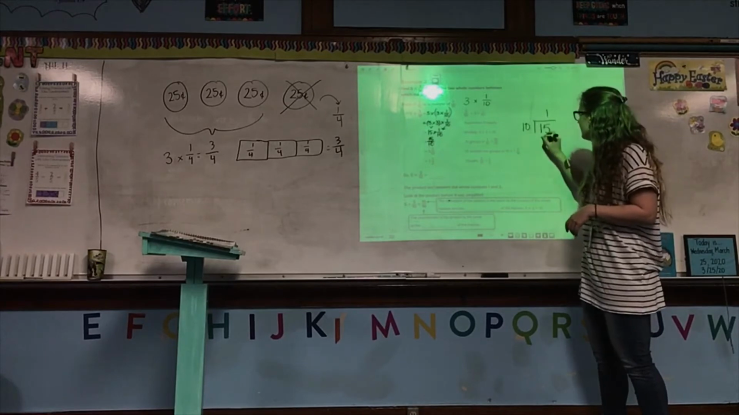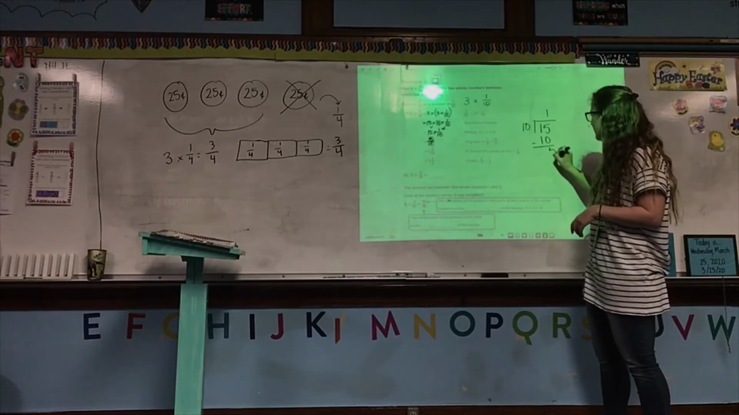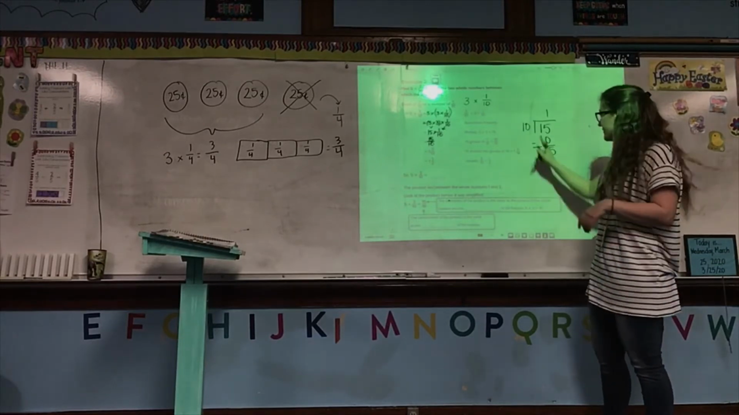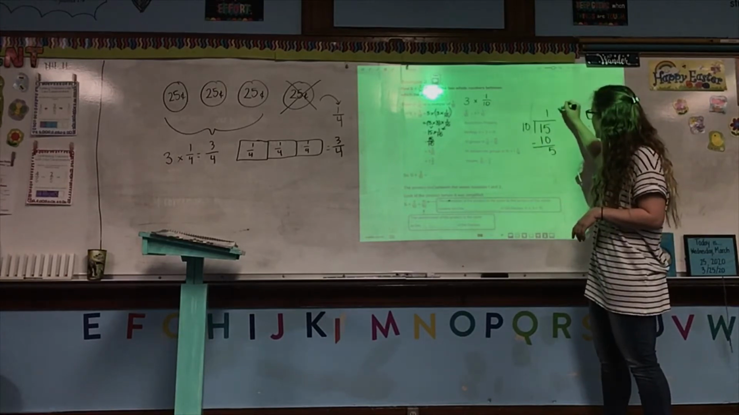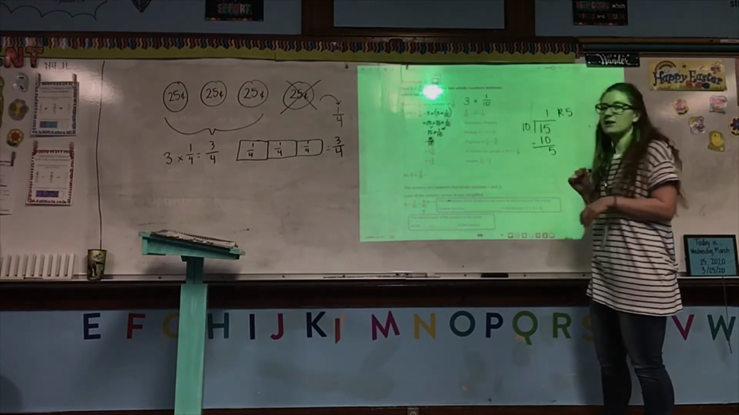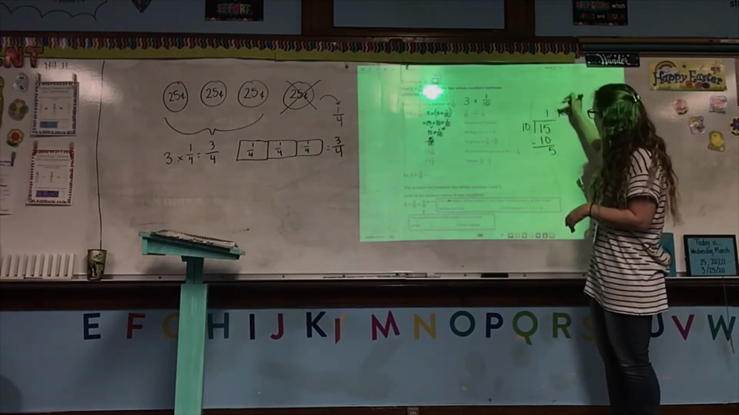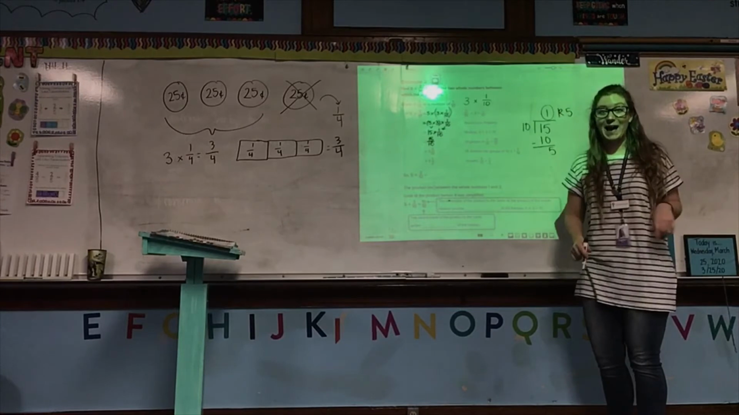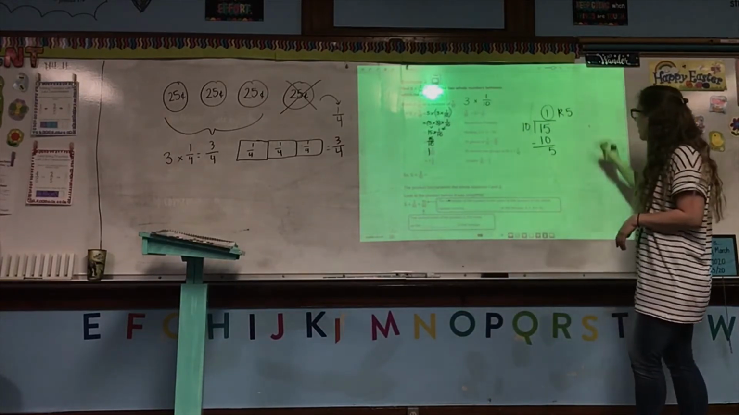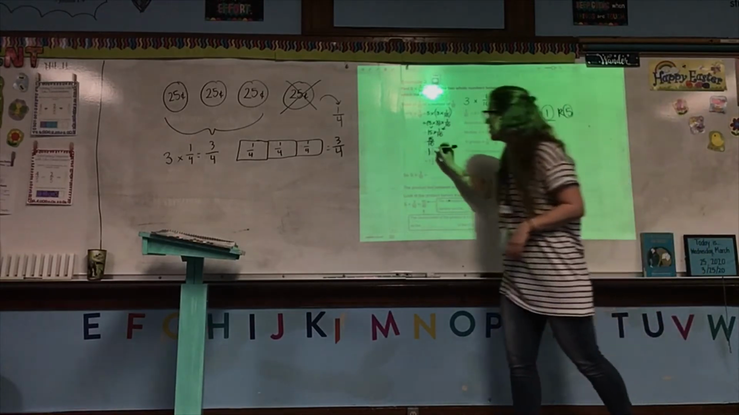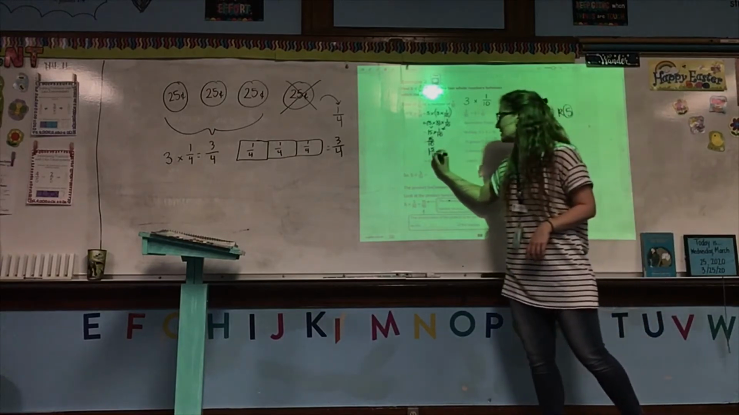1 times 10 is 10. 15 minus 10 is 5. 5 is less than 10, so that means we're done. 15 divided by 10 is 1 remainder 5. Now we can turn this into a mixed number. Remember, the quotient without the remainder is our whole number. The remainder is our numerator. And the denominator stays the same.